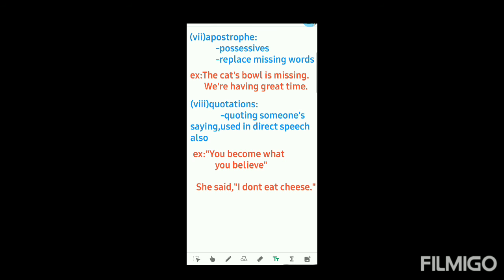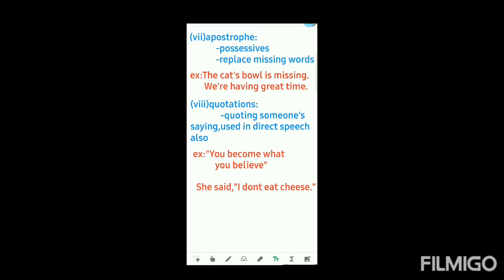And here, next sentence: we're having a great time. We're having a great time. Here the A is hidden and it is marked by an apostrophe. And the next one is quotations. Quotation is mostly seen in English articles or newspapers, or even some thoughts or sayings which you keep. All these things are commonly mentioned as quotations or quotes.